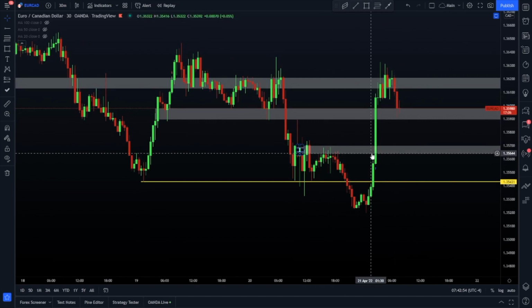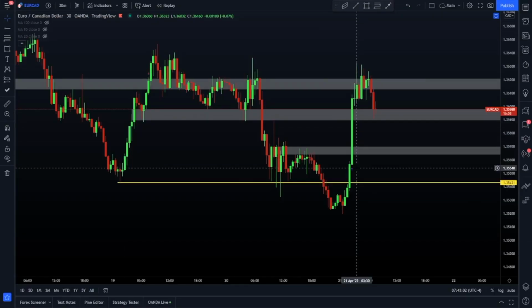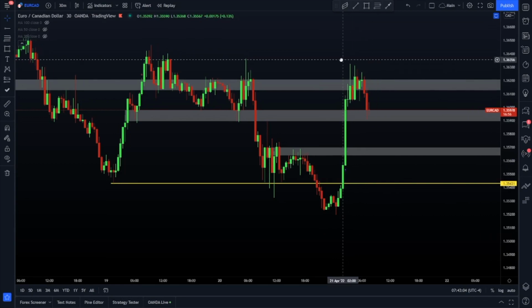I think we were around, what, 600, let me see, 600 something dollars. $629. So not bad at all. Very happy with this trade, and just another one put behind me. And now we'll just go look for some more.